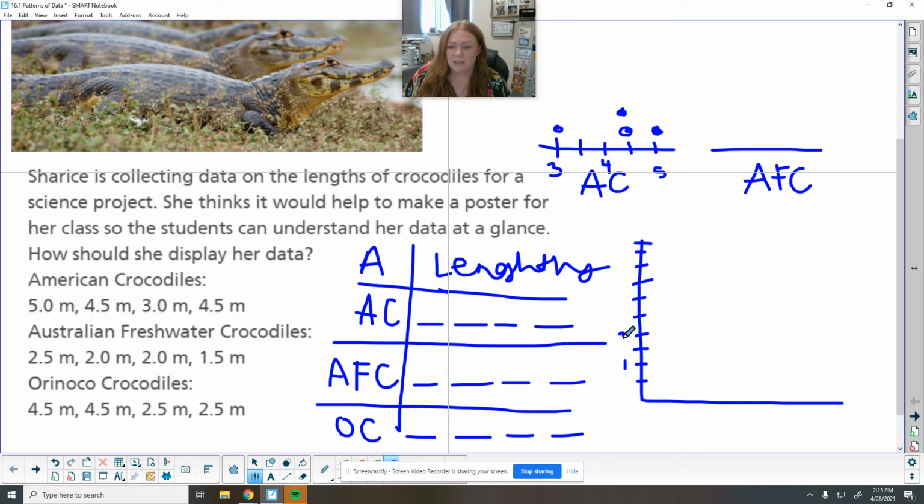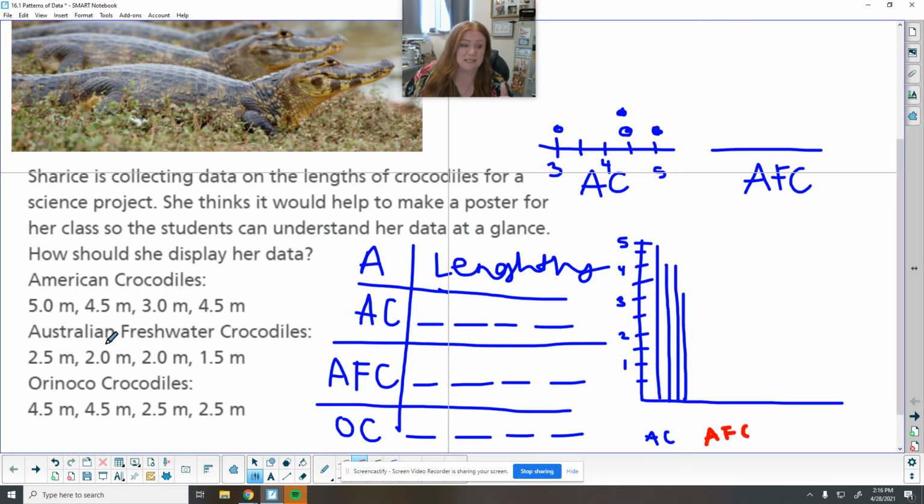So here'd be 1, 2, 3, 4. I think 5 is our biggest. I could do all of the American crocodiles in blue. So it went up 5, 4.5, 4.5, and 3. I probably should have gone the other way going up, but for some reason I started at 5, right? And then I could do the Australian freshwater crocodiles in a different color. So 2.5 was the biggest.